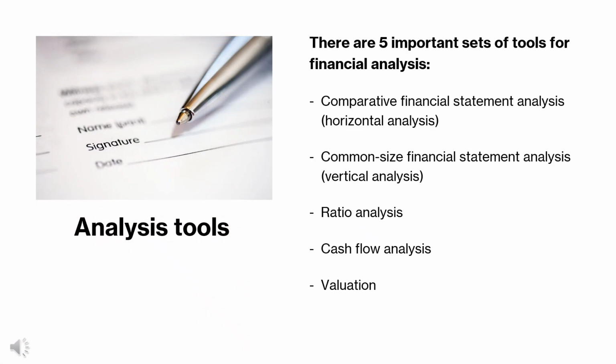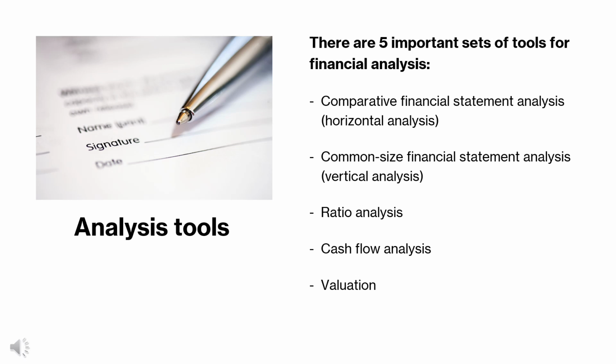Analysis tools. This section gives preliminary exposure to 5 important sets of tools for financial analysis. First is comparative financial statement analysis. Individuals conduct comparative financial statement analysis by reviewing consecutive balance sheets, income statements, or statements of cash flows from period to period. The most important information often revealed from comparative financial statement analysis is trend.